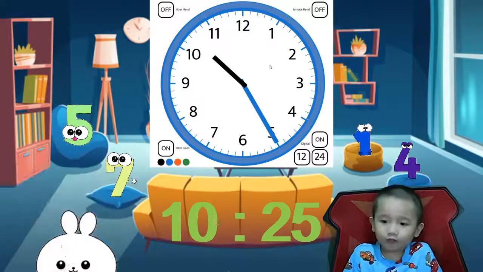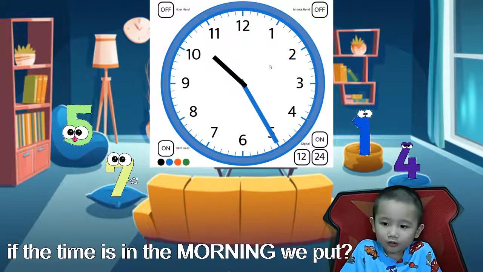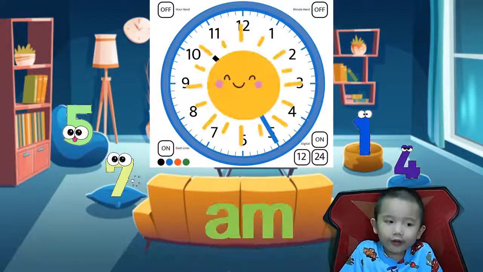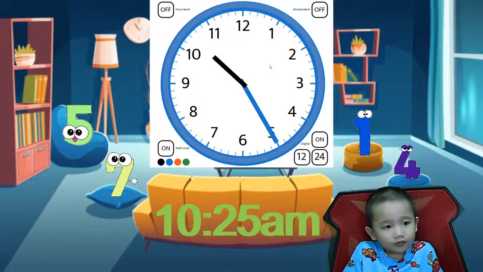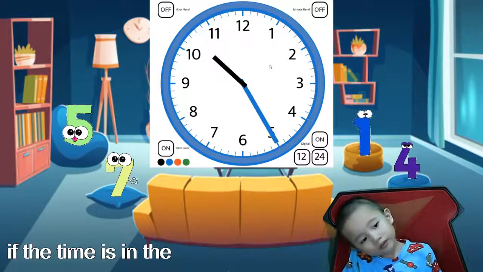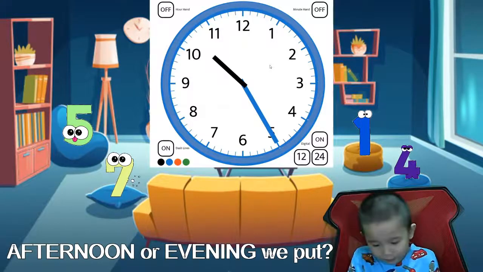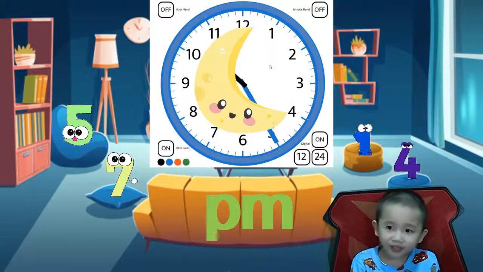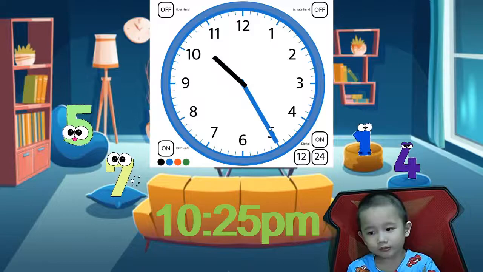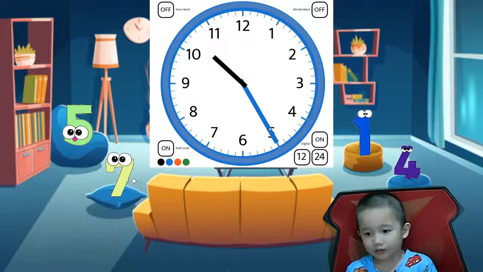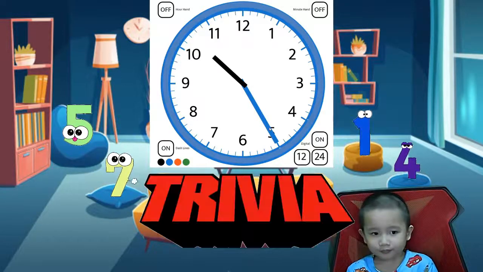10:25. Very good. If the time is in the morning, we put a.m. So it's 10:25 a.m. Okay? If the time is in the afternoon or evening, we put p.m. Very good. So it's now 10:25 p.m. Okay, good, TJ.